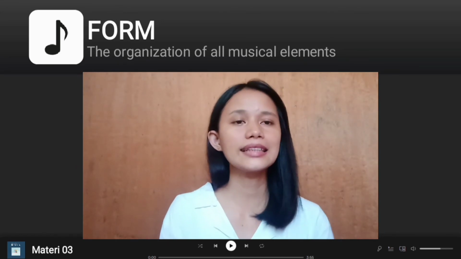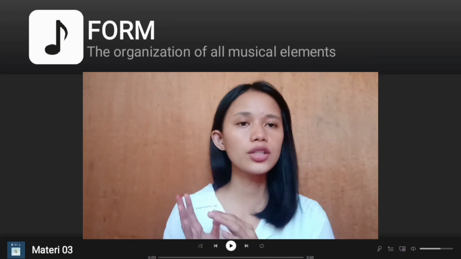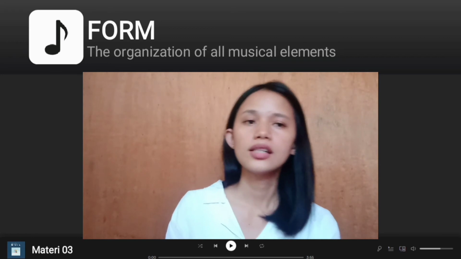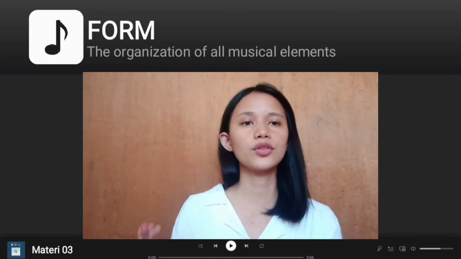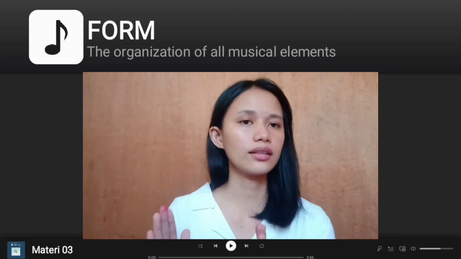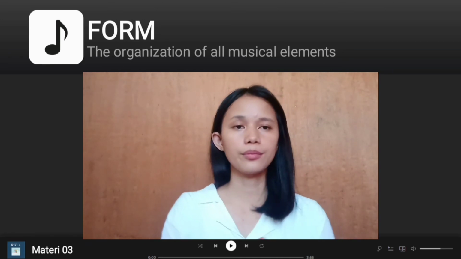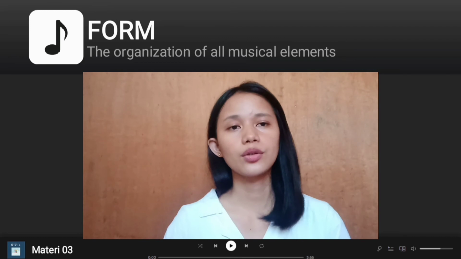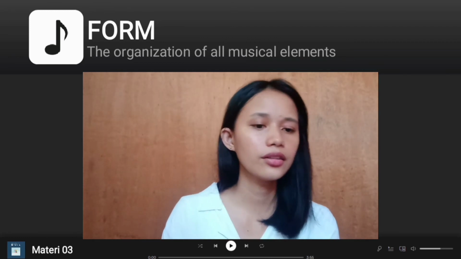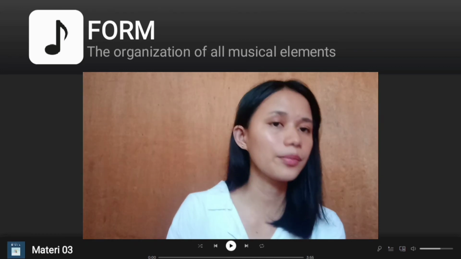Di ba nga sa isang kanta, meron siya doon na yung hati-hati niya is merong verse, tapos chorus, tapos refrain, tapos bridge. So, ganun mo siya gustong kantahin. And sa musical form ay ganun. Ito yung pagkaka-organize niya kung paano dapat siya kakantahin or paano siya ipi-play.